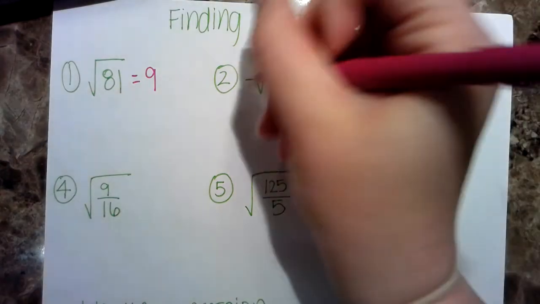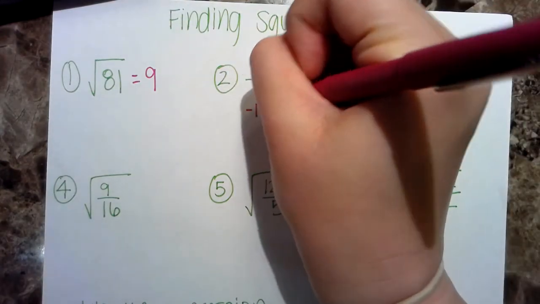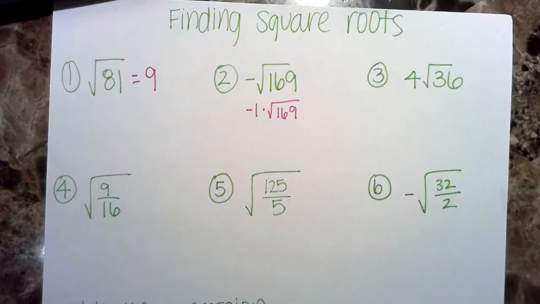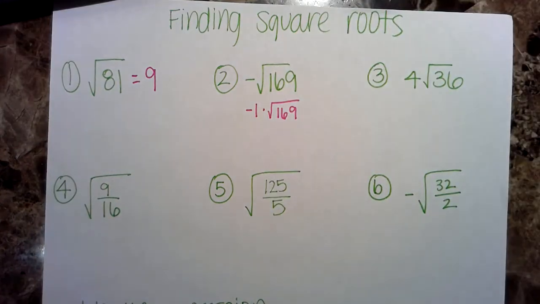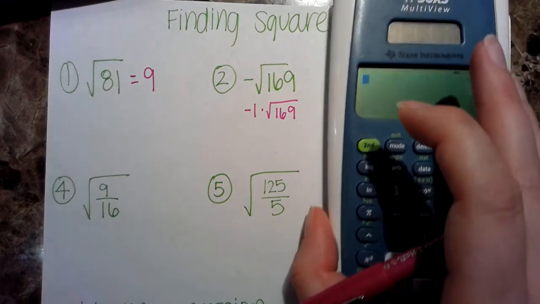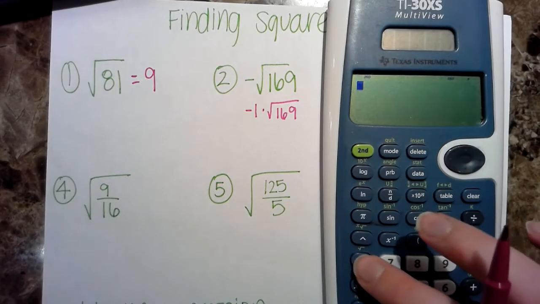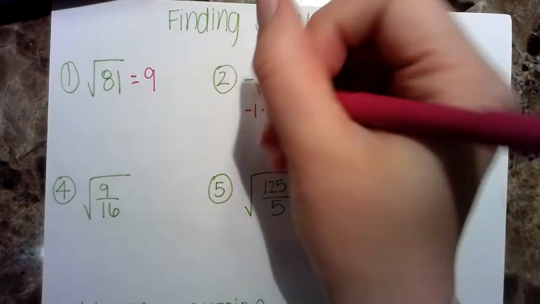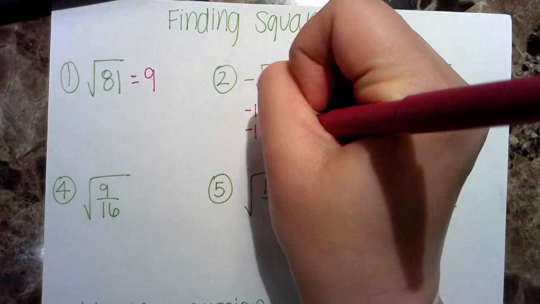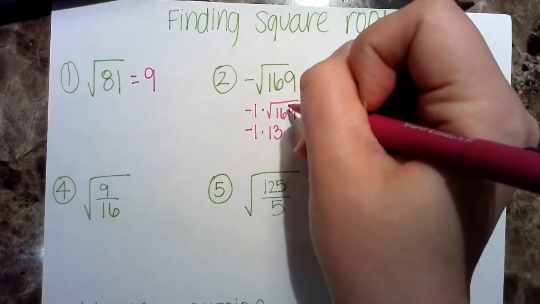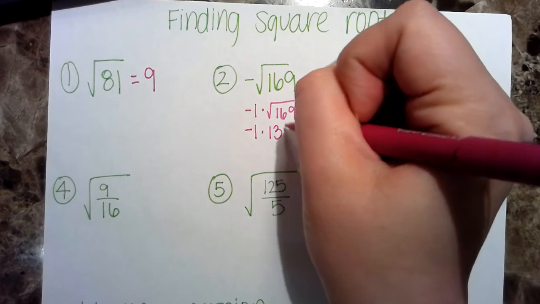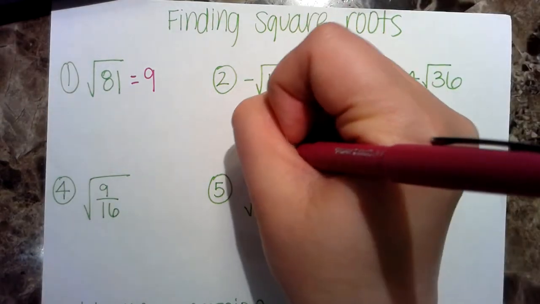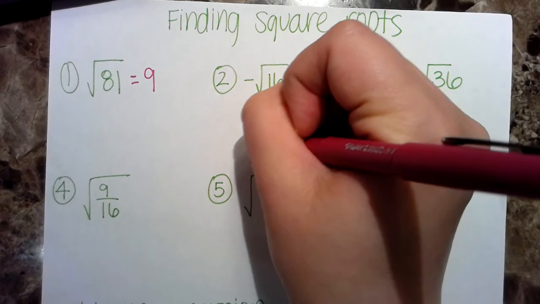Now with this one, you have to remember that it's -1 times the square root of 169. I'm going to say to myself, okay, is 169 a perfect square value? I can refer to my chart. If I don't know, I'm going to hit second, x squared, 169. I get 13. So that means I'm going to do -1 times 13. That means that the square root of 169 is a perfect square value because it gives you this whole number of 13. My final answer is going to be -13 because I had that negative on the outside, which is that -1.